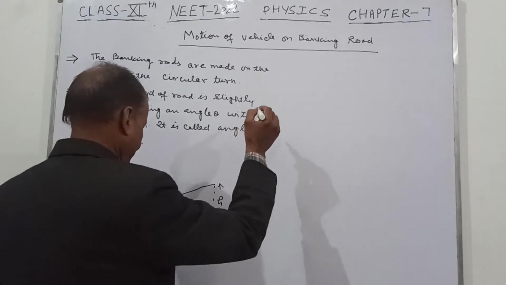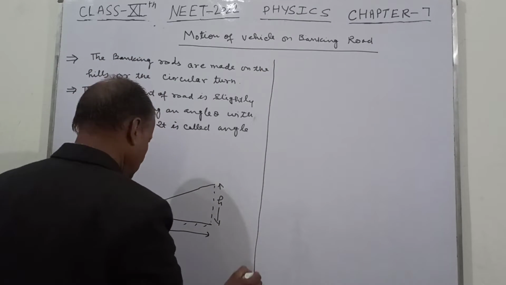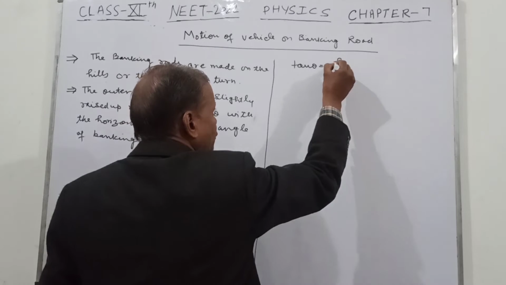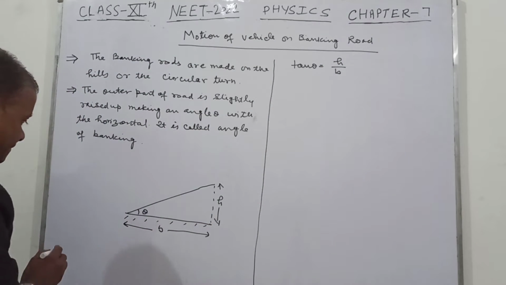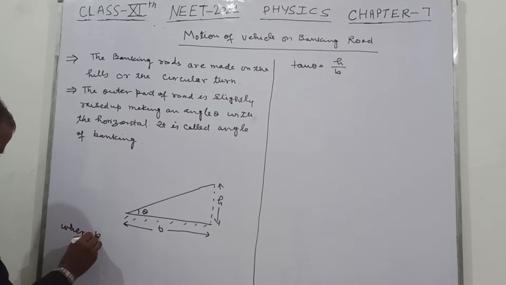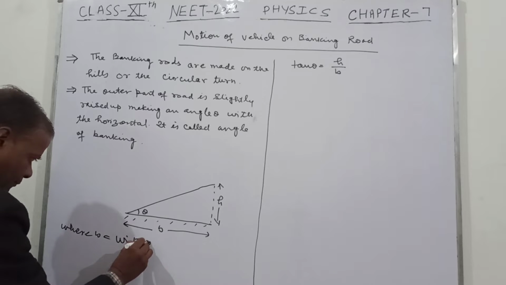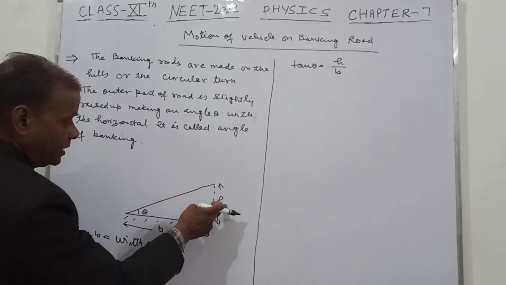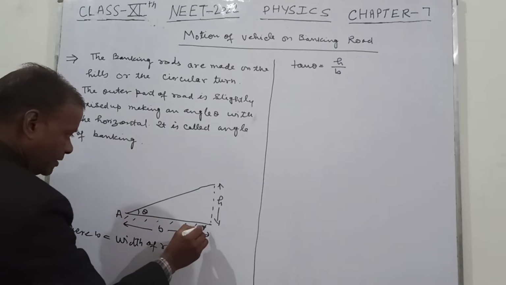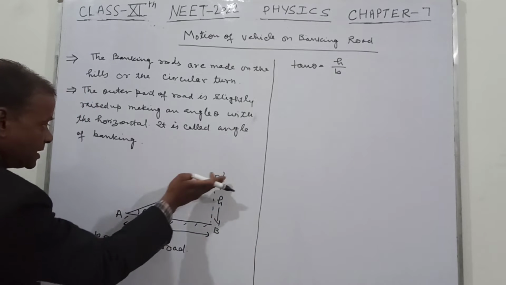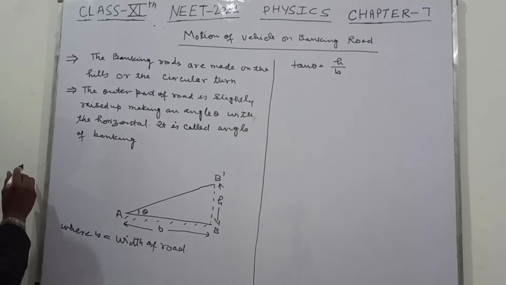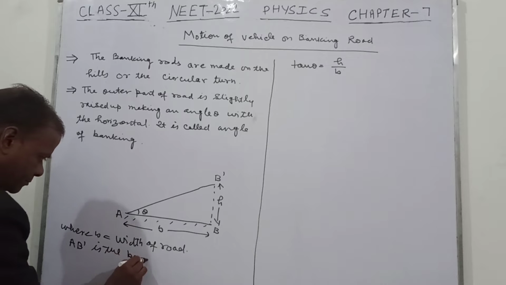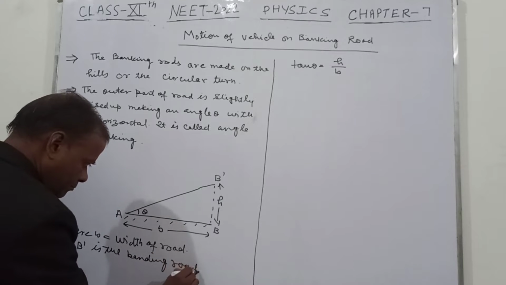So tan theta equal to h upon b, where b equal to width of road. H is the height to which the outer part has been lifted. Suppose initially it was AB, then now it becomes AB dash. AB dash is the banking road.